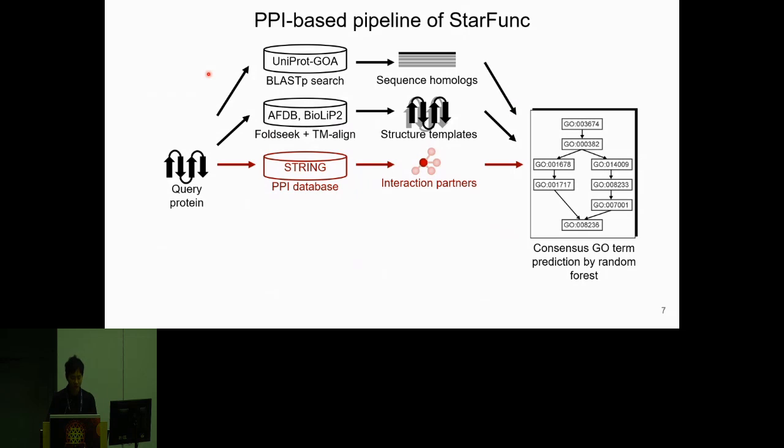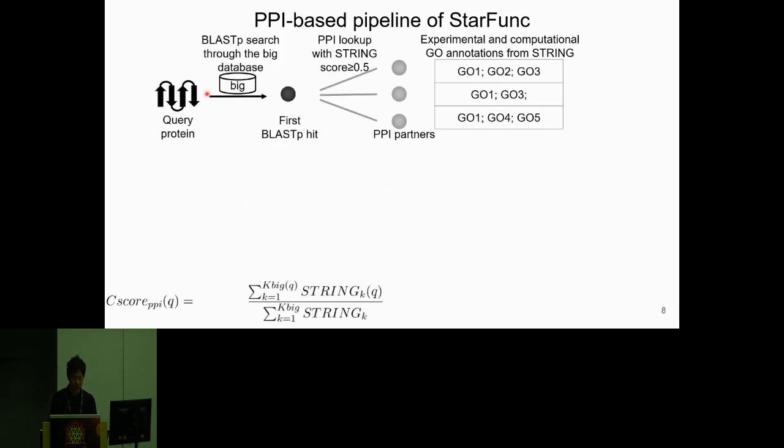The third component of StarFunc is based on protein-protein interaction from the STRING database. So in this pipeline, the query sequence is first mapped to the big STRING database by BLAST search, and the protein interaction partner of this BLAST hit is then looked up through the STRING database to get the GO annotation annotated to this interaction partner by the STRING database. And the GO term prediction is derived from the top k STRING interaction partners with the highest STRING score, which represents the likelihood of their interaction with the query protein.